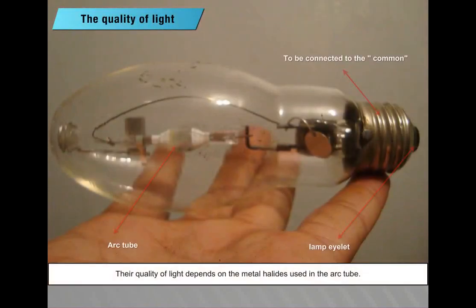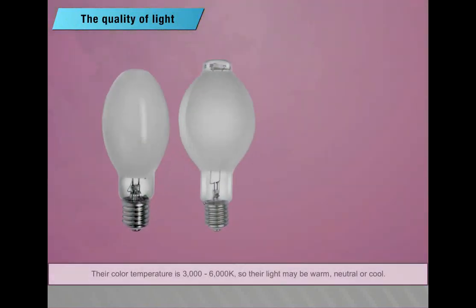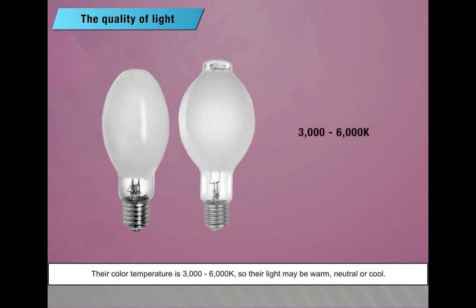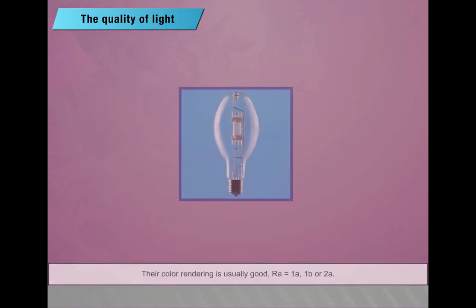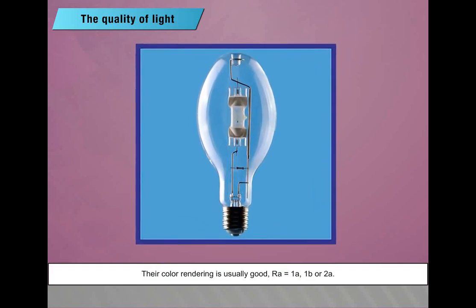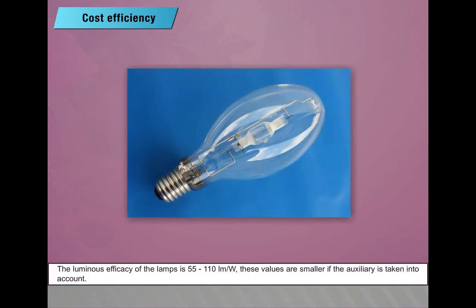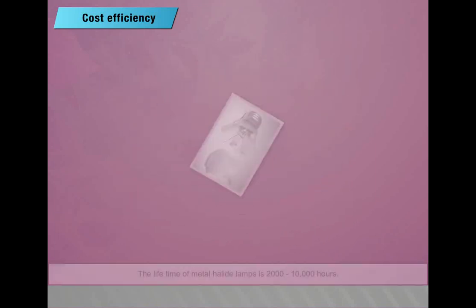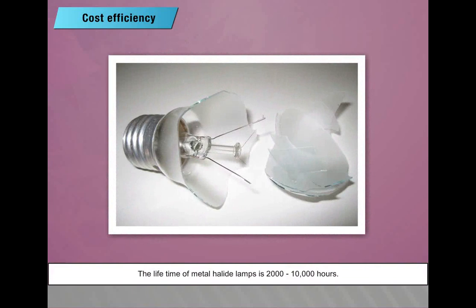The quality of light. Their quality of light depends on the metal halides used in the arc tube. Their color temperature is 3000 to 6000 Kelvin, so their light may be warm, neutral or cool. Their color rendering is usually good. Ra is equal to 1A, 1B or 2A. Cost efficiency. The luminous efficacy of the lamps is 55 to 110 lumens per watt. These values are smaller if the auxiliary is taken into account. The lifetime of metal halide lamps is 2000 to 10,000 hours.